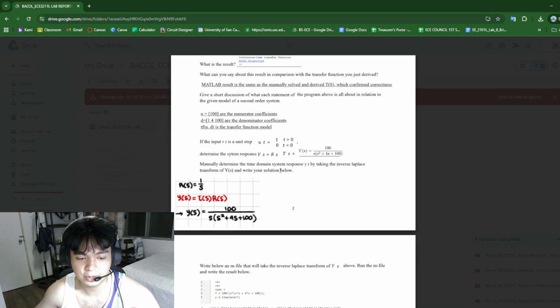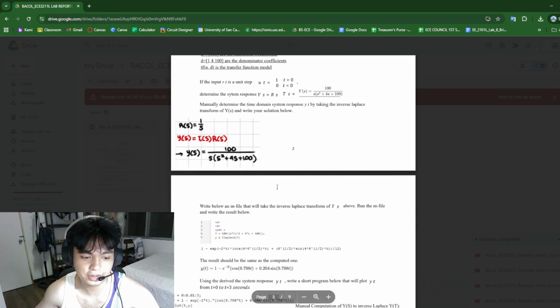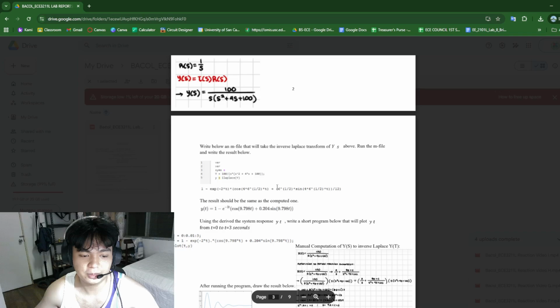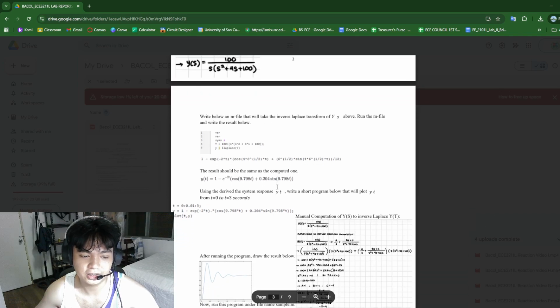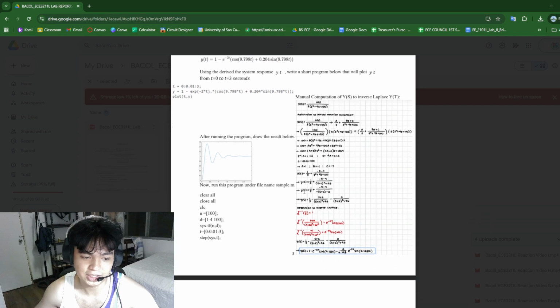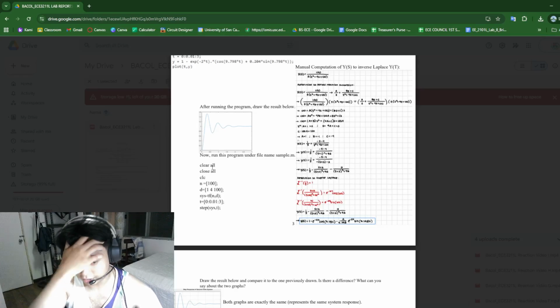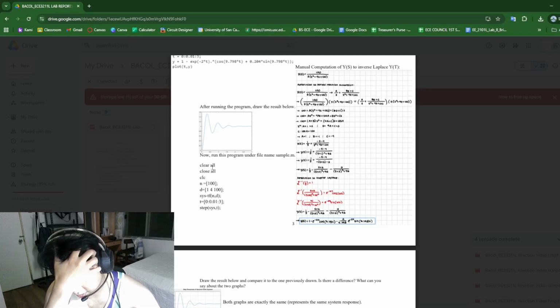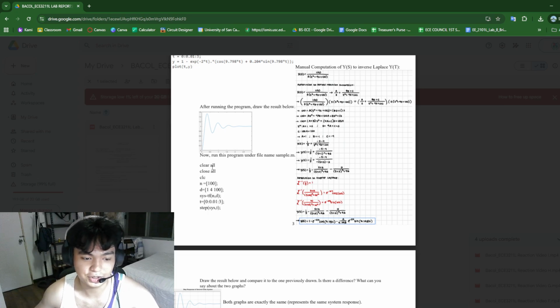For the step response and inverse Laplace on pages 2 and 3, for the unit step I multiplied the transfer function with R(s) equals 1 over s to get Y(s). Then I manually solved the inverse Laplace and obtained the time domain response: 1 minus e raised to the power of negative 2t times (cosine 9.798t plus 0.204 sine 9.798t). I also used MATLAB to verify this using the Laplace function, and both results matched.